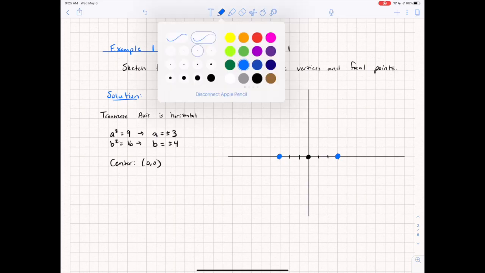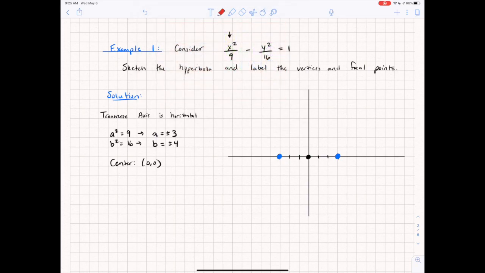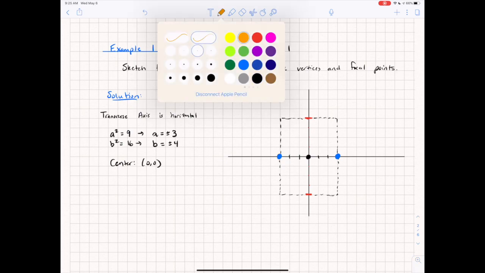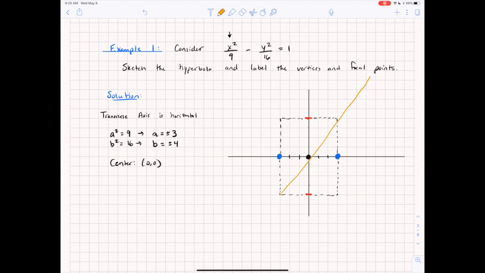All right, and then I'm going to walk b up, so up 4: 1, 2, 3, 4. And then down 4. This allows me to create my box for this hyperbola, and it will allow me to draw out what the asymptotes look like. That will then give me the boundary for what my curve will do. So given this box now, I can draw my asymptotes by drawing the diagonal through the center.